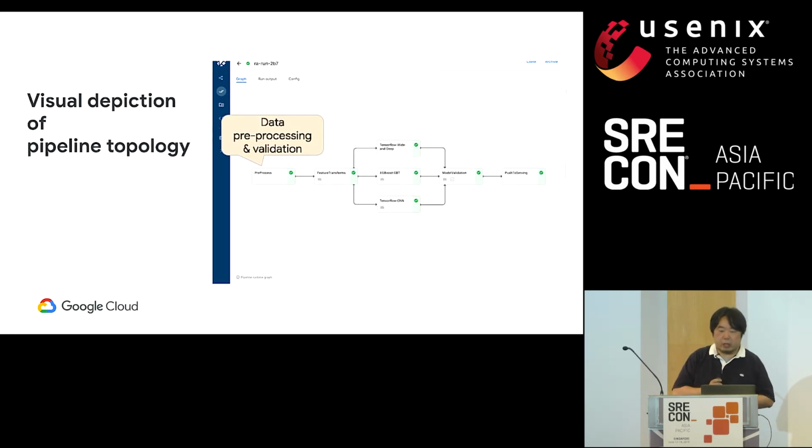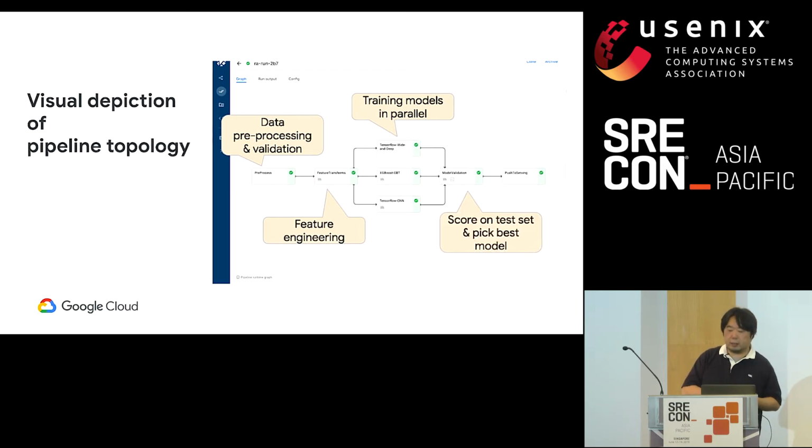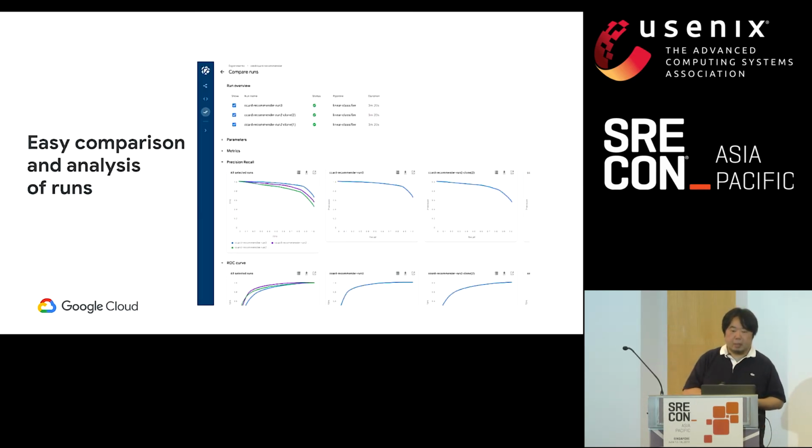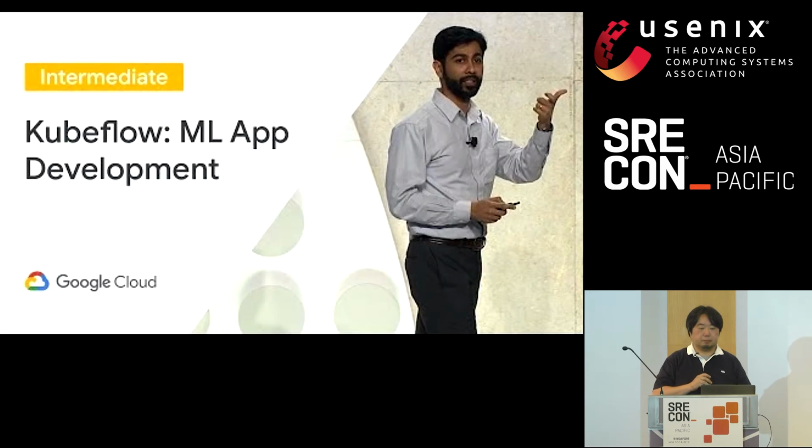Starting from the data validation and data feature engineering, the features could be shared among the parallel training tasks. And also you may want to use TFMA to do the validation of the trained model. And you can push the model into the production setup. And also you can easily compare the different analysis results.